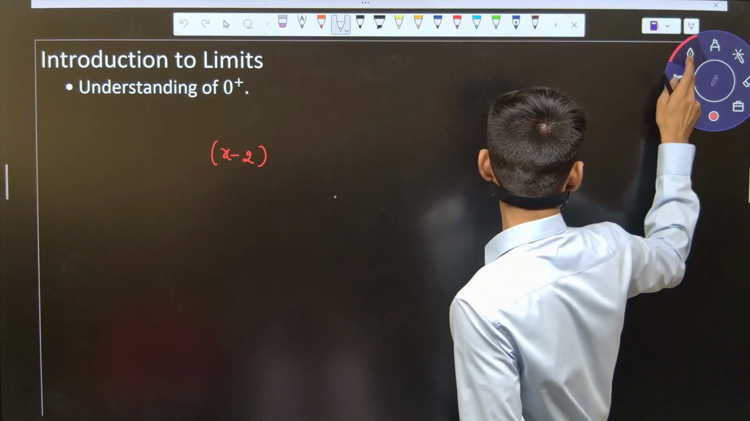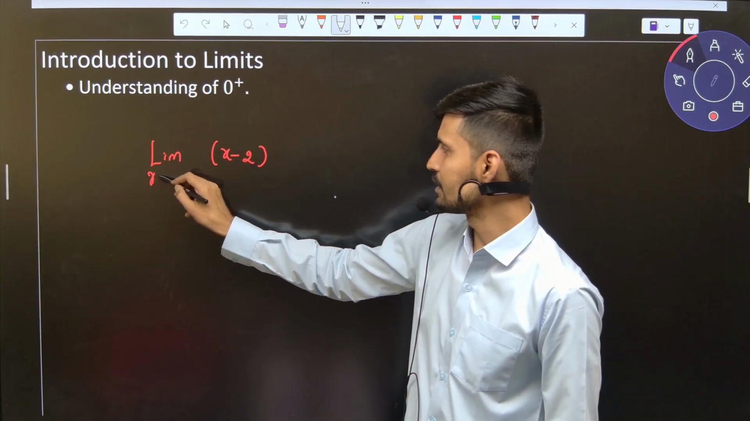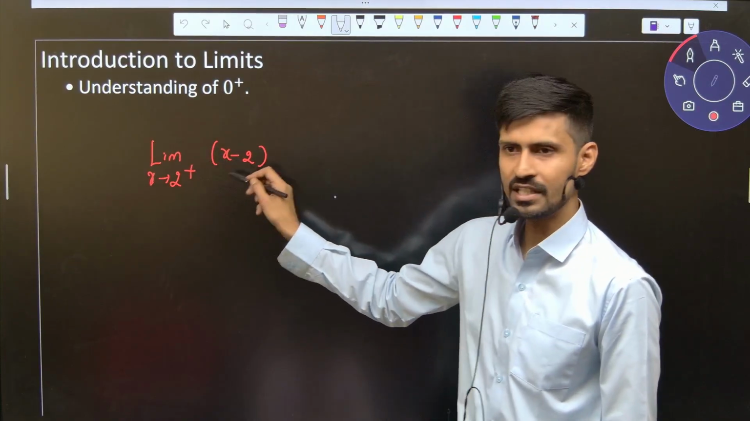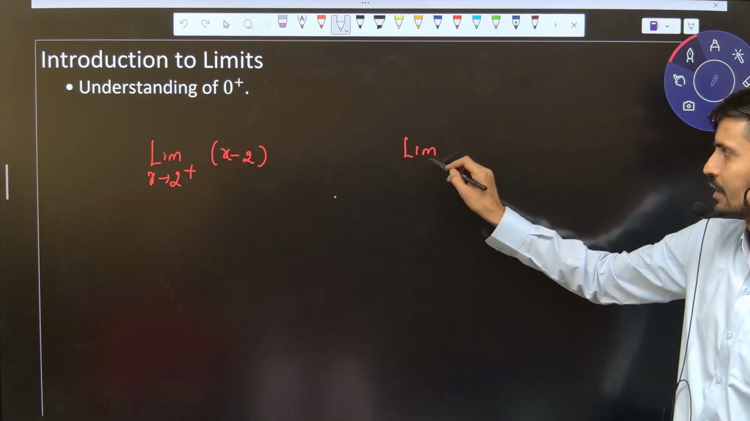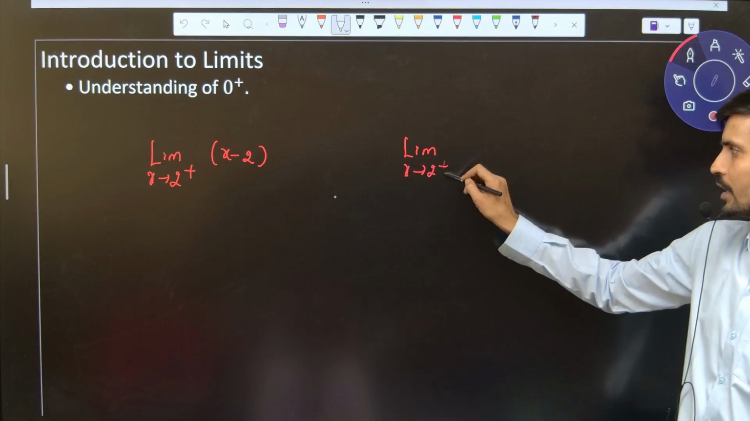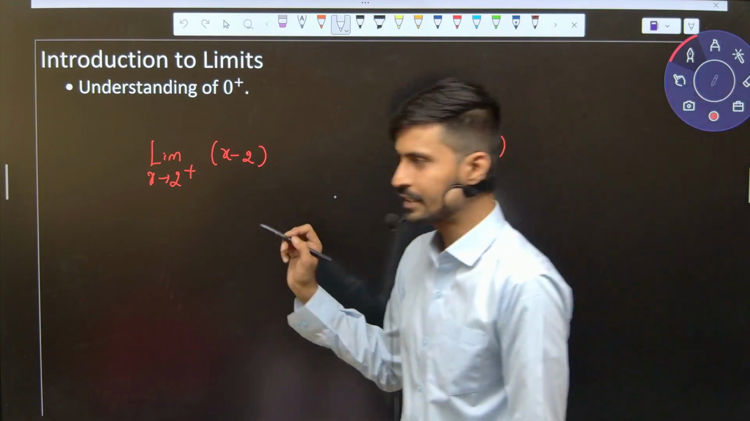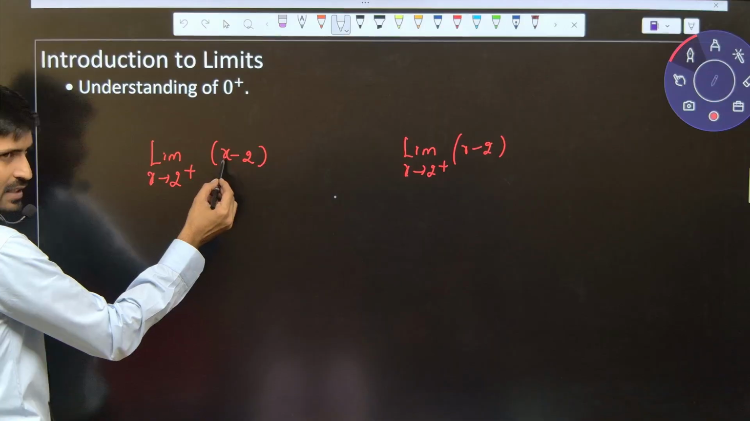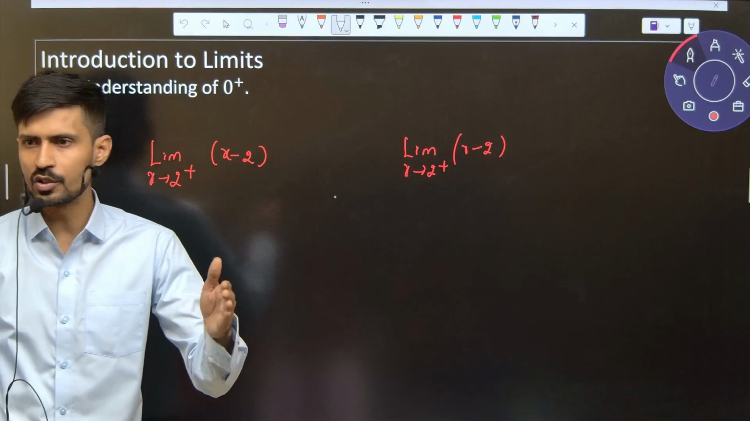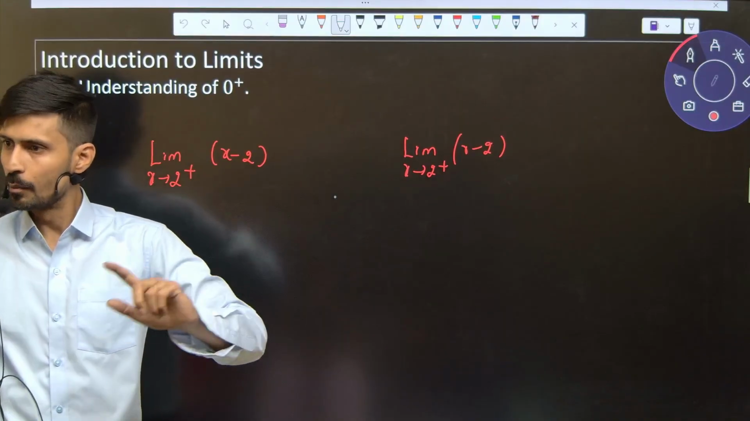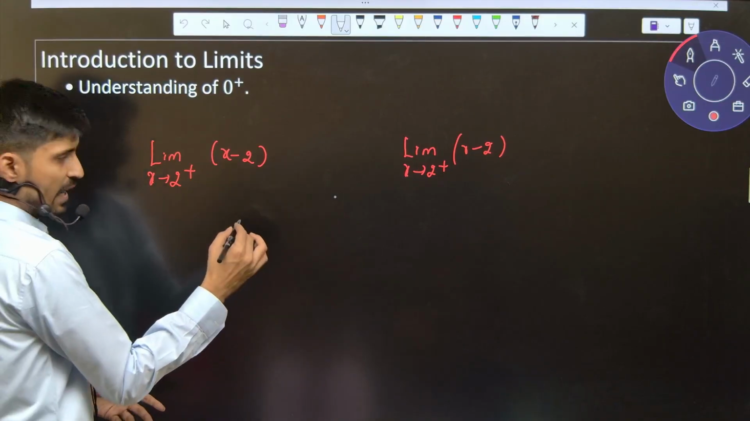Suppose here I am writing, okay. Limit x tends to 2 plus, means x value is 2 plus there. And here I am writing the same thing: limit x tends to 2 plus, and that I am writing x minus 2. I am asking, tell me, what will be this value? 2 plus minus 2. Do you remember what is 2 plus? 2.0000000000001 minus 2, what it will become? 0.00000000000, and that will become 0 plus.